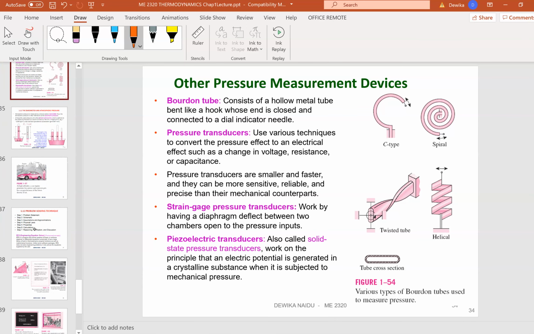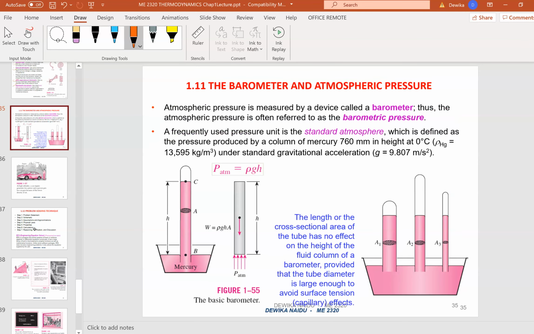Now let's move on to other pressure devices, like those we use in the lab experiment. In the lab, we use many other types of measuring devices. Here, these are the types: Bourdon tube, pressure transducer, strain gauge, piezoelectric transducers. Different devices use different concepts.